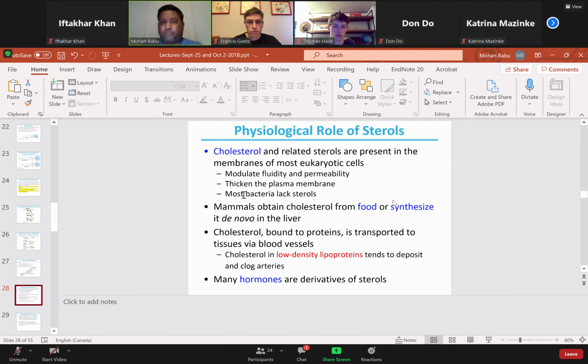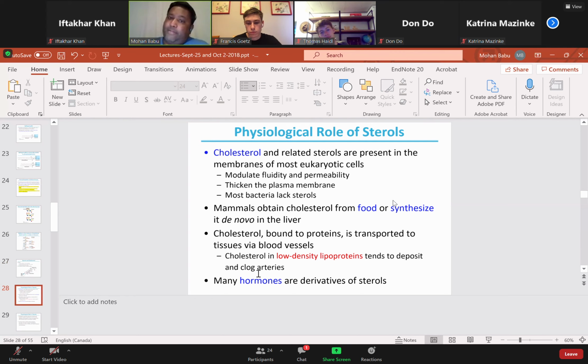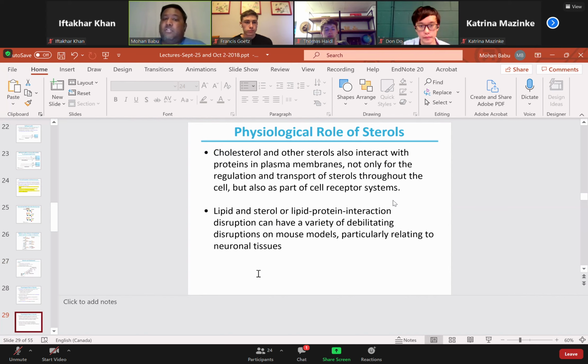Now, the physiological roles of sterols and their functions. Mostly they interact with the proteins in the plasma membrane, not only for the regulation and transport of sterols through the cell, but also in the context of cell receptor systems. So we do have lipid sterol and protein interactions. Disruption of these lipid sterol protein interactions can cause a lot of issues, leading to disruptions in function as well as disease.